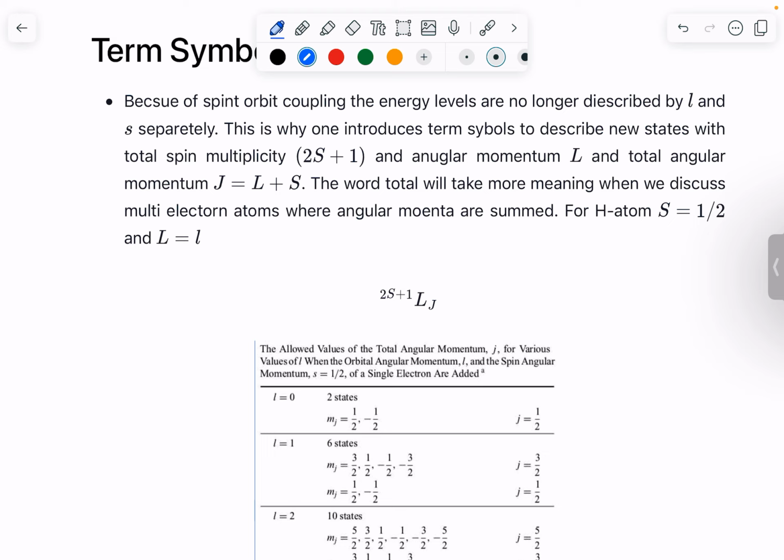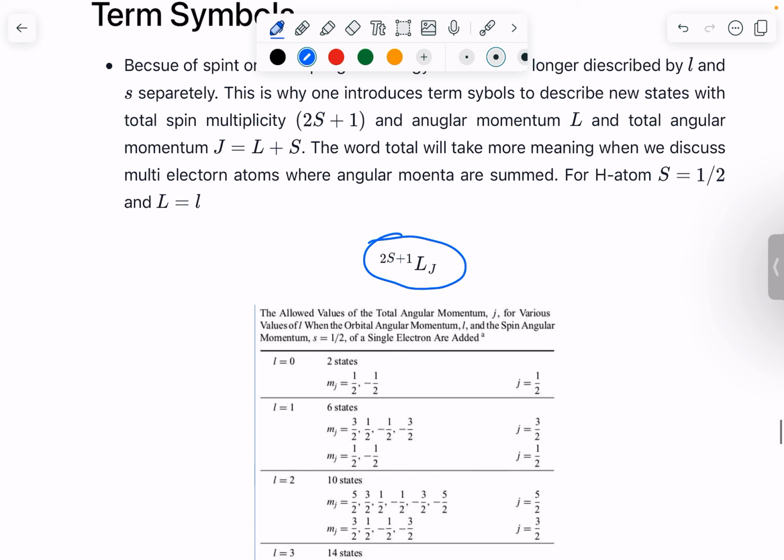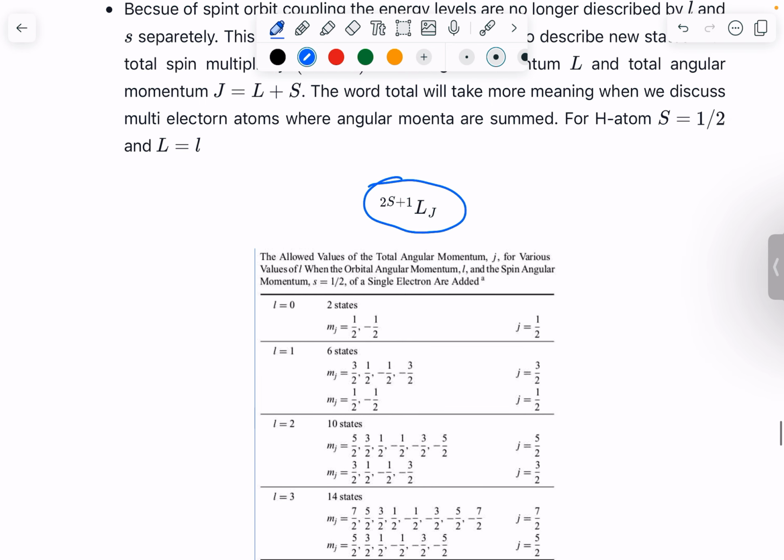And there's a special term that people use to describe these sort of fine structures of electronic spectra. They're called the term symbol. It's written here, and it acknowledges that there is a spin orbit coupling, and you have to know the values of J. It also shows you the spin multiplicity, which for the hydrogen atom, there's only 1/2, right? So it's going to be 2.